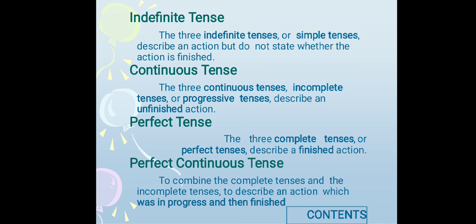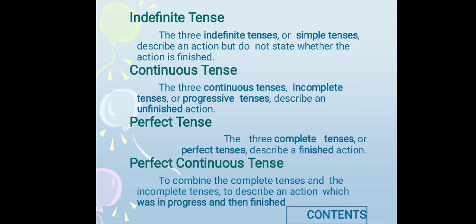See, I've highlighted here the words related to each tense. That is, in the indefinite, it is not stating exactly whether the action is completed or not. In the continuous, it is talking about an action which was unfinished. And in the perfect, it is talking about an action that is already finished.